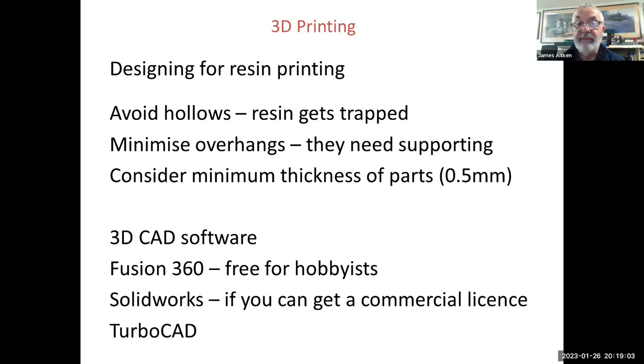Minimize overhangs, because overhangs need supporting. You can't magically create a lump. Again, it'll become obvious when we look at a part. You can't produce something that just hangs out over the side of a part. So if you take the milk churn, for example, the lid sticks out over the tapered part of the milk churn. So that's what I mean by an overhang.